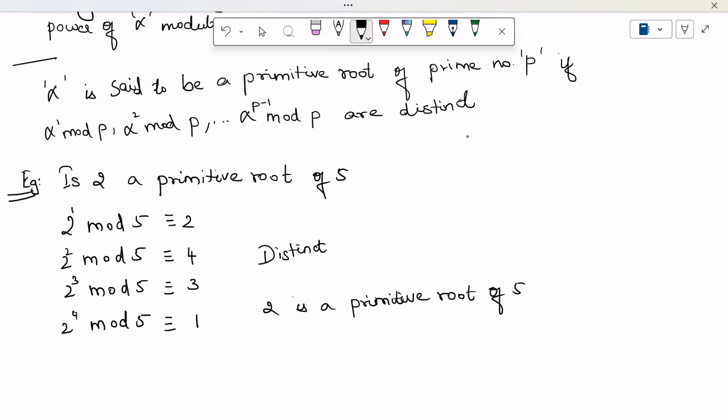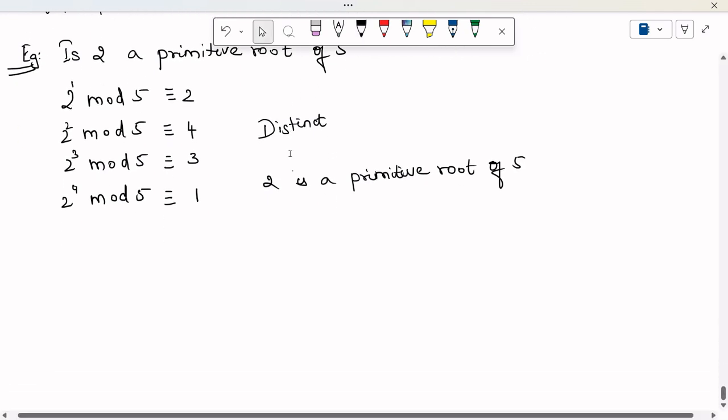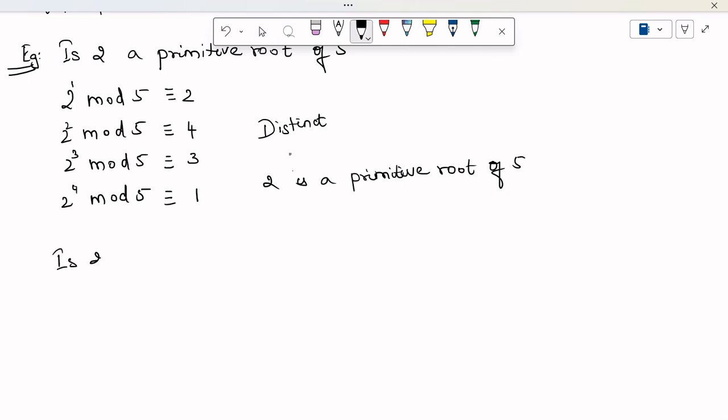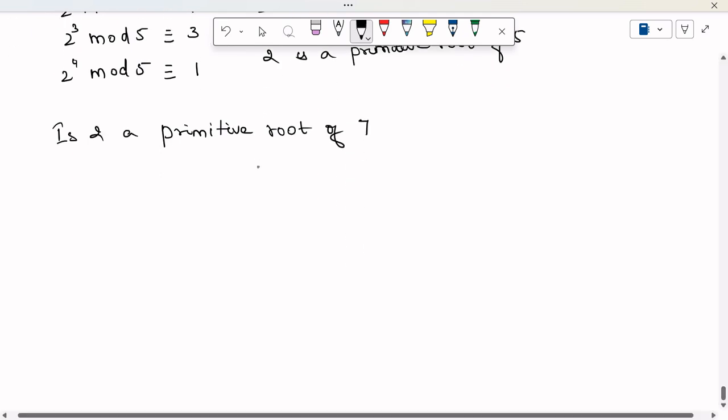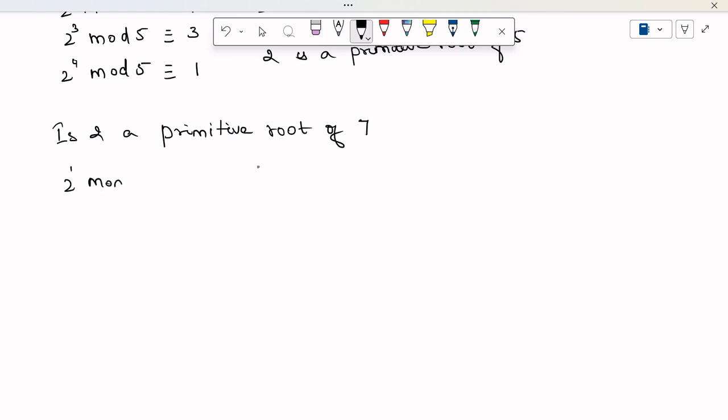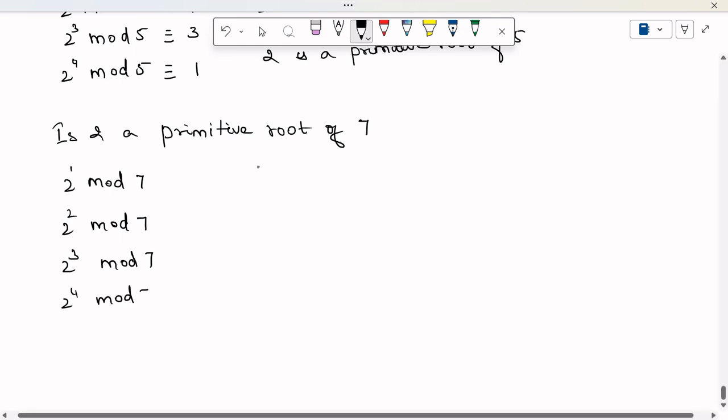We can see another example. Is 2 a primitive root of 7? We are going to check whether 2 is a primitive root of 7. So what we have to do? We have to check the powers of 2: 2 to the power of 1 mod 7, 2 square mod 7, 2 cube mod 7, 2 to the power of 4 mod 7, 2 to the power of 5 mod 7, 2 to the power of 6 mod 7. We will stop at p minus 1.